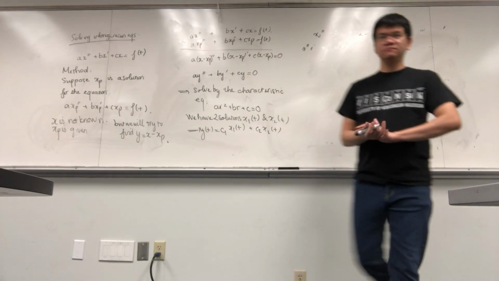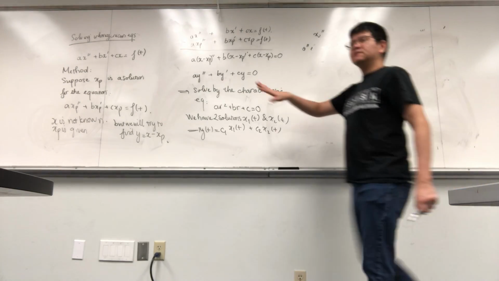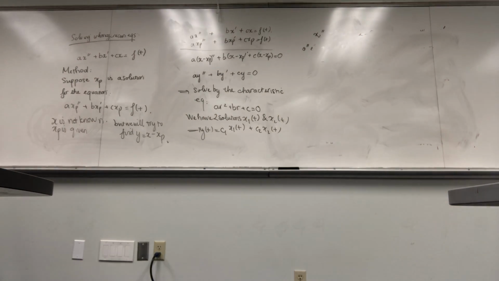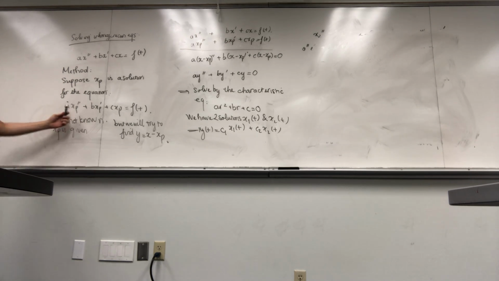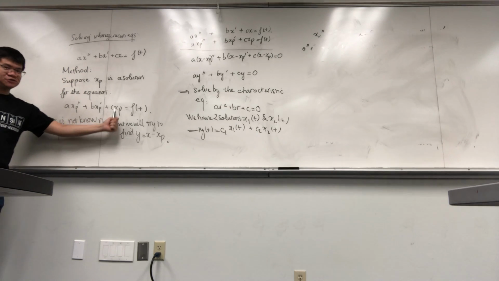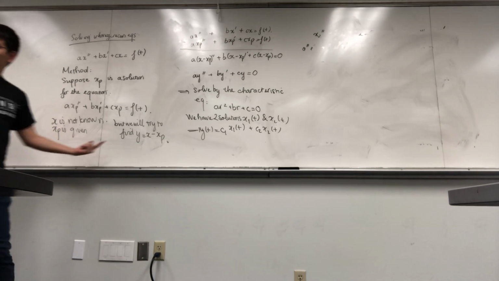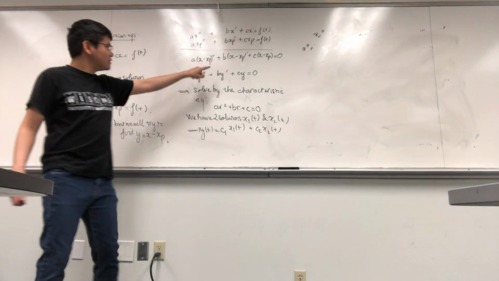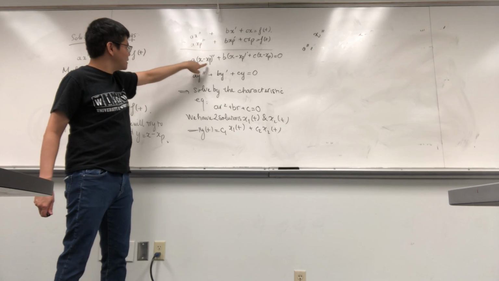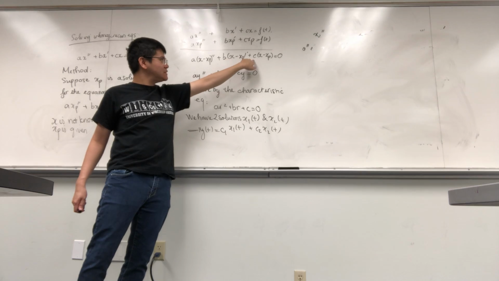All right? Is it clear? I'll explain again. For an inhomogeneous equation, if I give you a special or particular solution xp, so you have xp double prime plus b xp prime plus c xp equal to f(t), right? In this case x is the unknown, but xp is given. If you know xp, then you consider the difference x minus xp. So you have a (x minus xp) double prime plus b (x minus xp) prime plus c (x minus xp) equals 0.